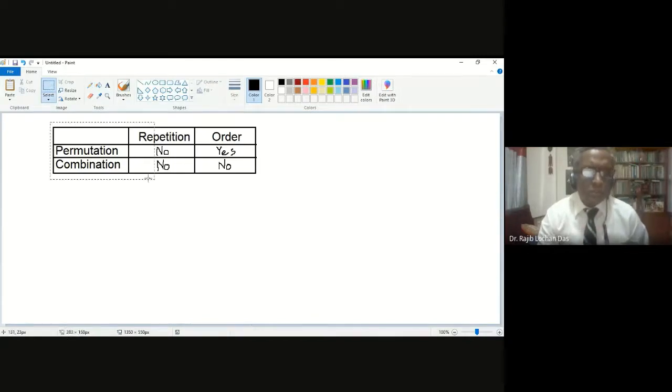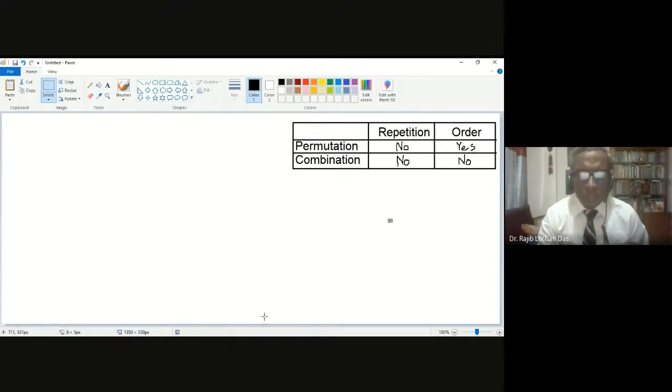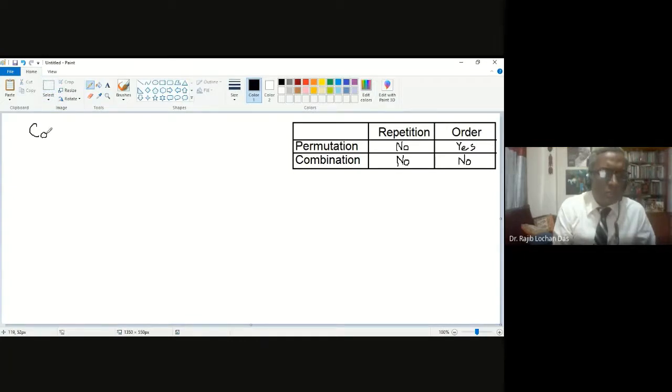So this is the comparison. So you can just keep it in your mind. That will be helpful to understand. Now let me start talking about combination. So let me give you a similar example. Like you have three letters A, B, C. So our topic is combination today, and I am taking the three letters A, B, C like yesterday.